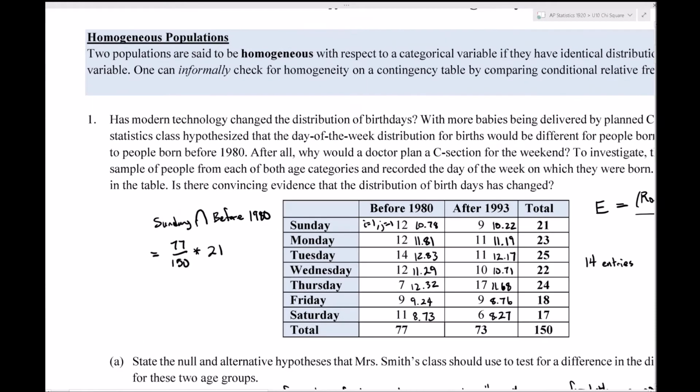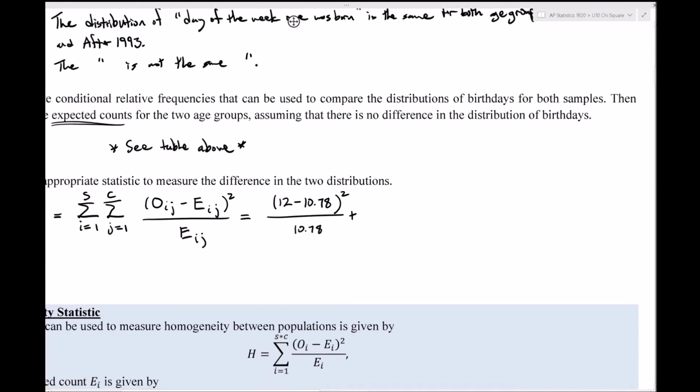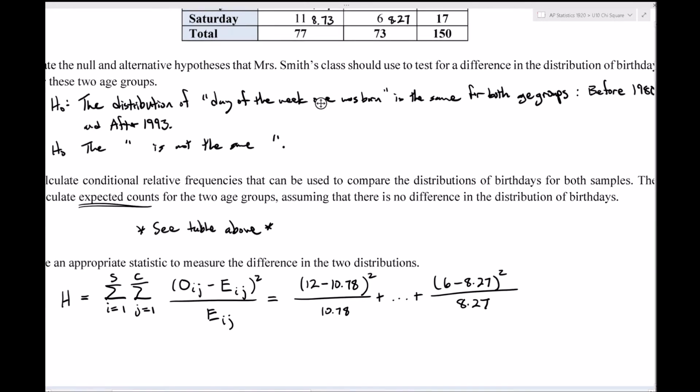The very last one would be here: (6 minus 8.27) squared, and then you're dividing that by 8.27. So it's a total of 14 of those. You go all through that table. Since I'm lazy, I'll put the first and the last, with an ellipsis in between. So the last is 6 minus 8.27, quantity squared, divided by 8.27. So it's 14 total values.